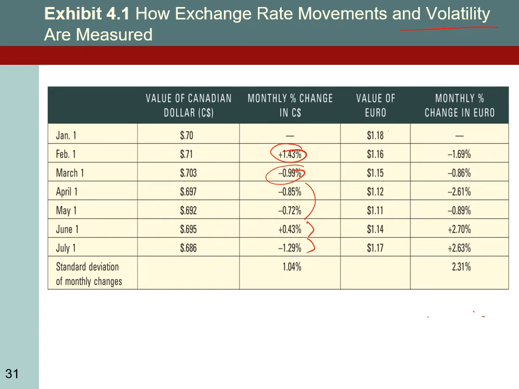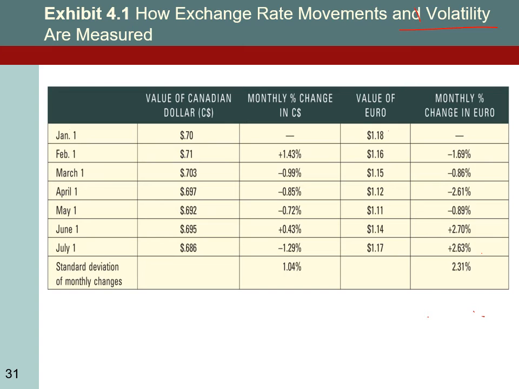Now look at the other side, which is the value of the euro. The euro has depreciated 1.69%, and then depreciated 2.86%, 2.61%, 0.89%, and here from 0.89% there is a straight jump of 2.79%, and then it's appreciating, right? So this is how we explain that a currency has appreciated or depreciated.